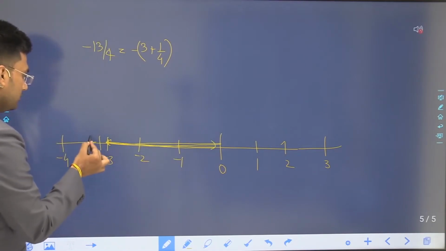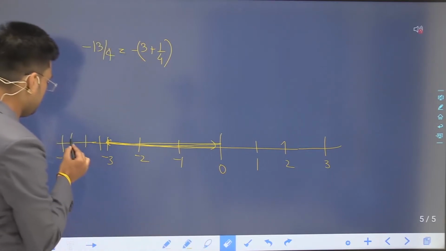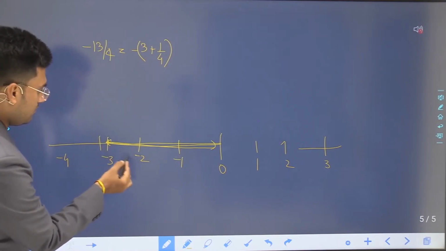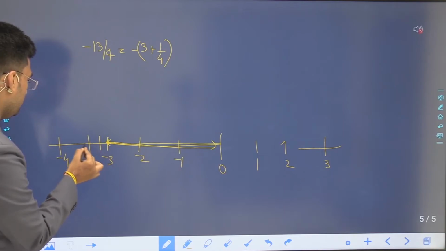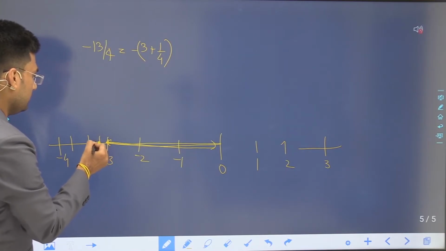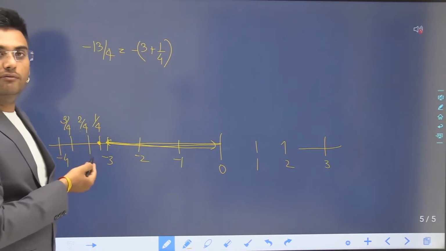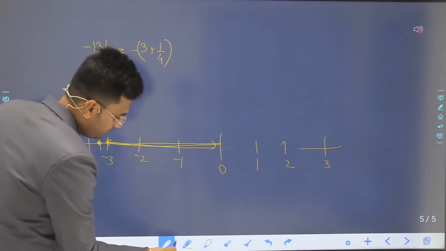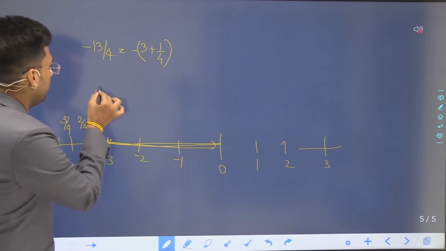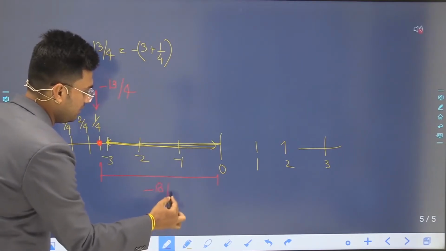and we divide it into 1, 2, 3 and 4. We have to use 1 by 4. So this is the 1 by 4, 2 by 4, 3 by 4. We have to use only 1 by 4 itself. So this point represents minus 13 by 4, or the distance from there is minus 13 by 4.